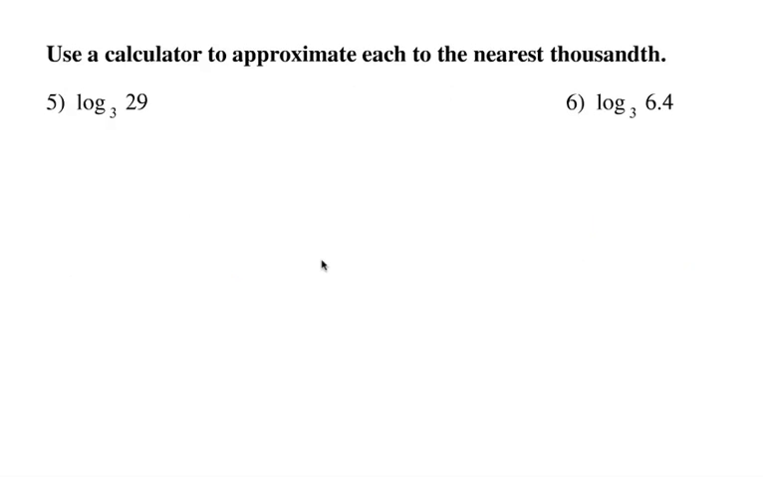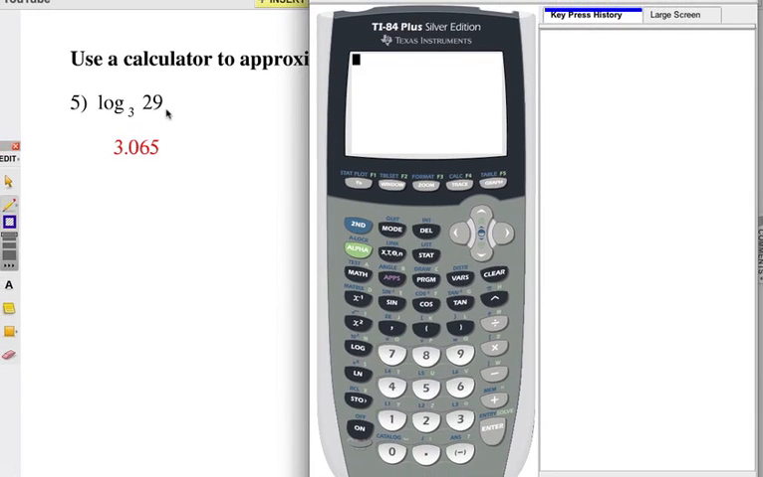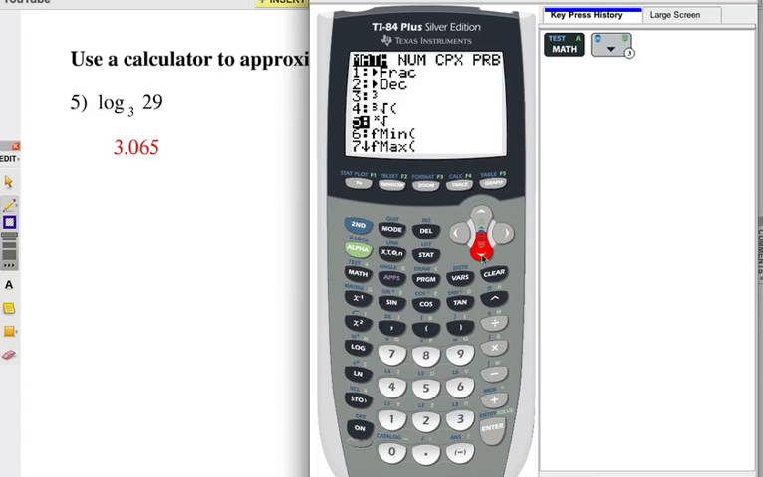Let's keep going. All right, 5 and 6, we're going to grab a calculator and practice finding the log value of each of these. So log base 3 of 29 and log base 3 of 6.4. Go ahead. To do log base 3 of 29, as I've shown in one of the previous videos, this is a TI-84 simulator, and I need to press the math key first to find the function, and if I scroll down, it's actually in the function labeled A, right there. So log of a certain base. I'm going to hit enter, or I can do alpha A.